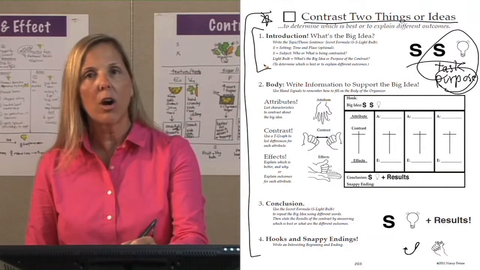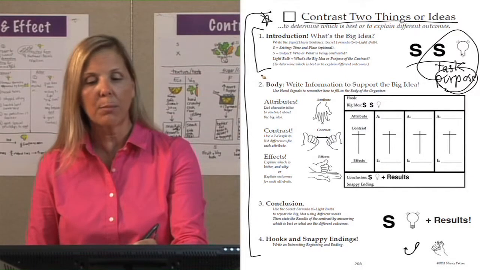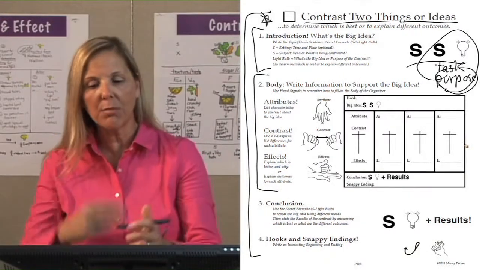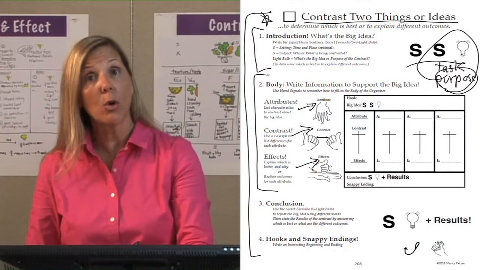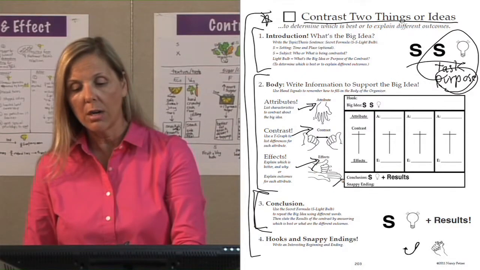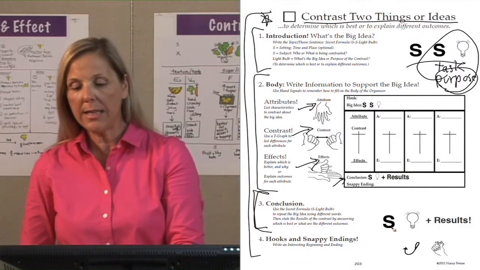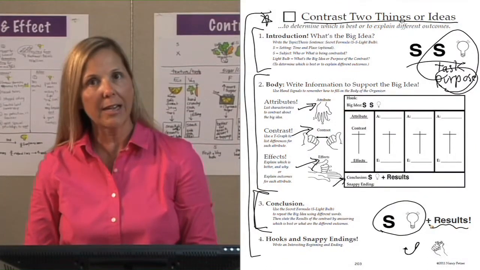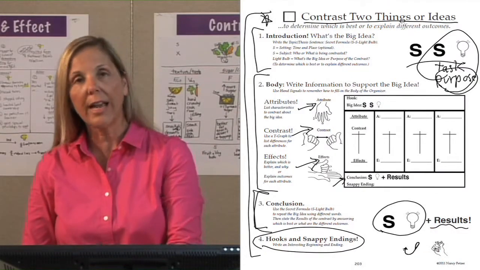Once we have our thesis statement, that big idea statement about what we're contrasting and the purpose, then we'll head to the body, that analysis, that deep thinking, by identifying the attributes, contrasting them, and showing the effect. At the bottom of our organizer, we will form our conclusion, where we will repeat that big idea, but also announce the results of that contrast. And then go back and form a hook and a snappy ending.